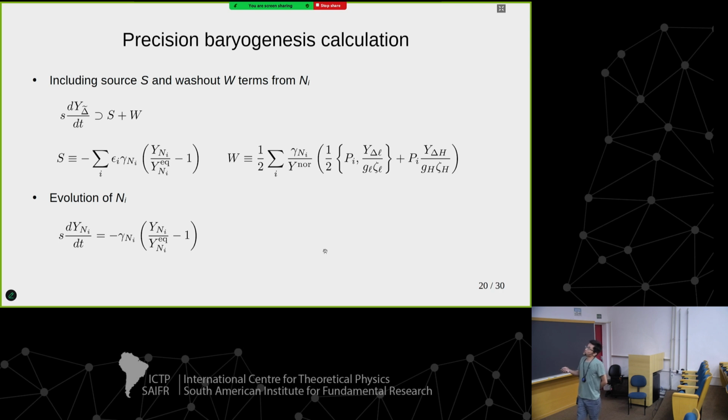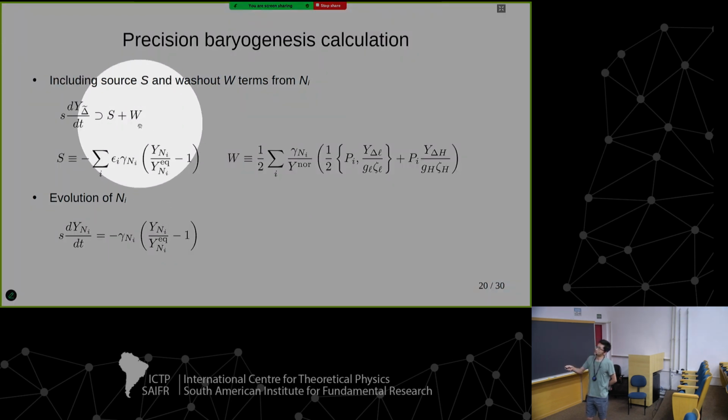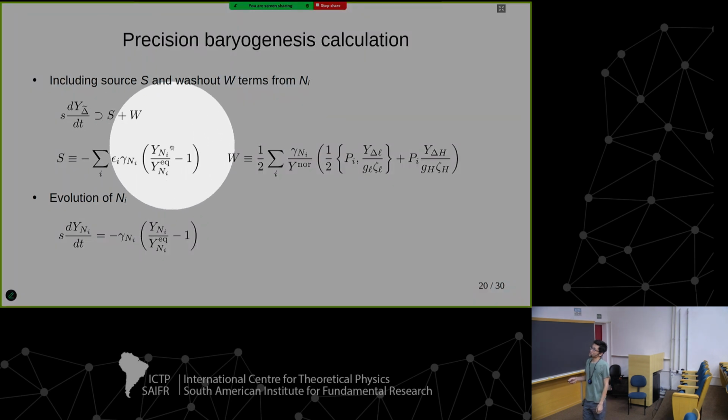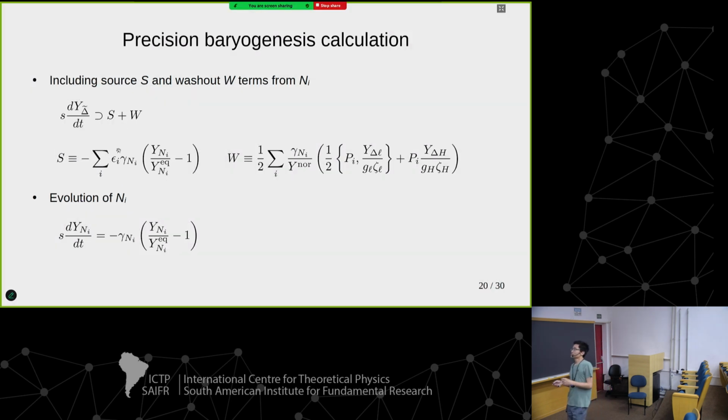When you include, for example, this type 1 seesaw, or type 1 leptogenesis from the decay of N, then you include the source term, because the decay of N generates B minus L in the left-handed sector. So you have to include the source term. This is just from the decay, and is proportional to this CP parameter, which parameterizes the difference between the decay rate to leptons and anti-leptons.